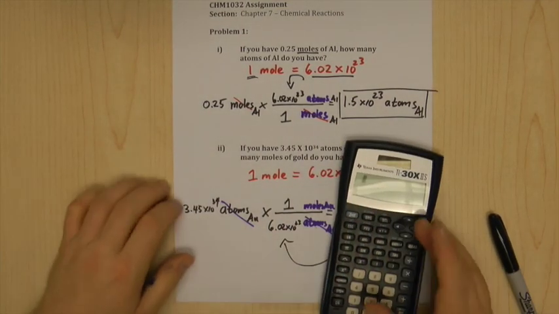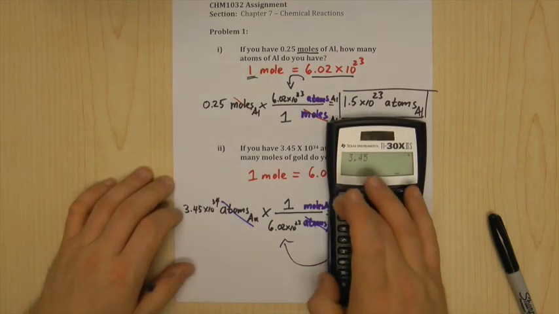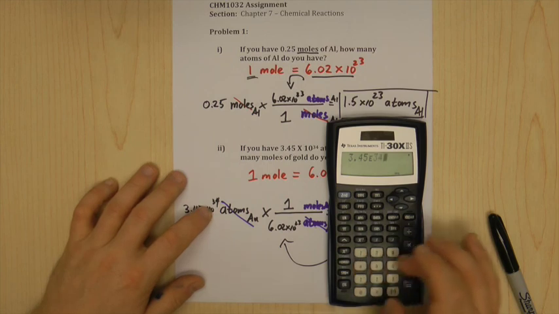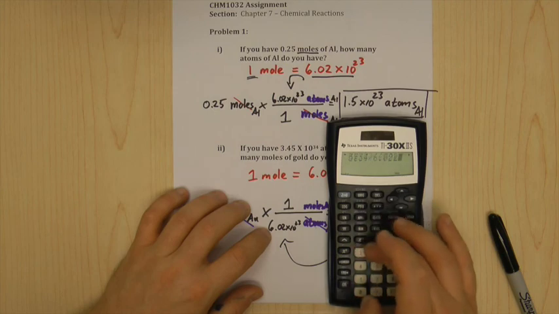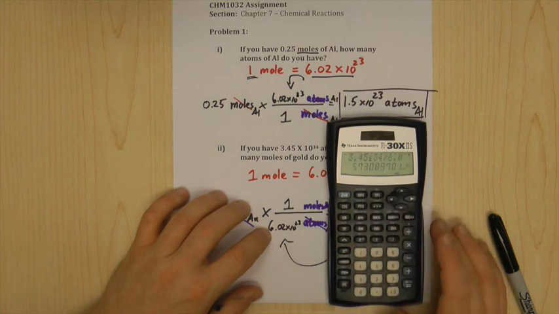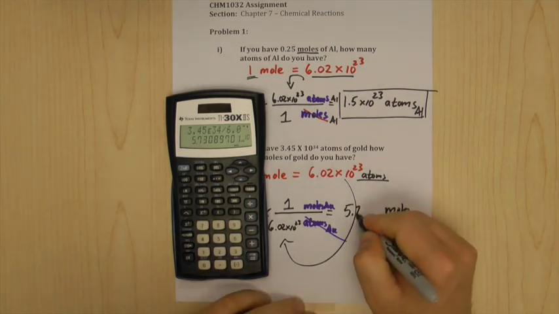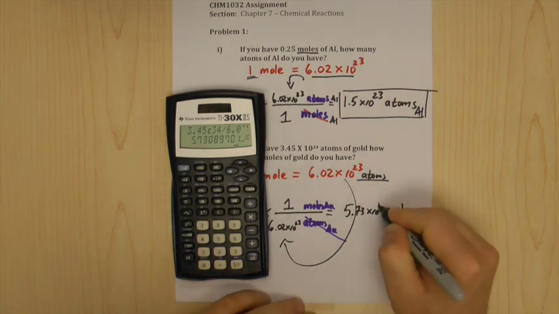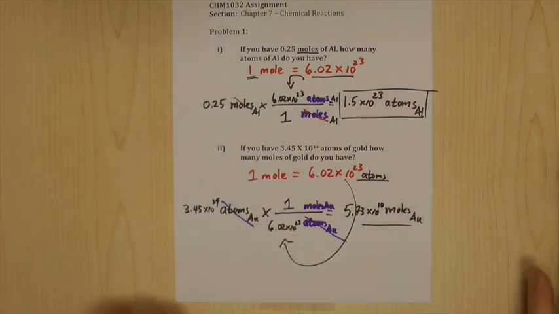All right, so let's calculate how many moles we have. Plug in some numbers. 3.45 exponent 34 divided by 6.02 exponent 23 equals 5.73 times 10 to the 10 moles of aluminum. So we have quite a bit of aluminum present there, which is a good thing. Not aluminum, gold, which is a good thing because gold is worth a lot of money.